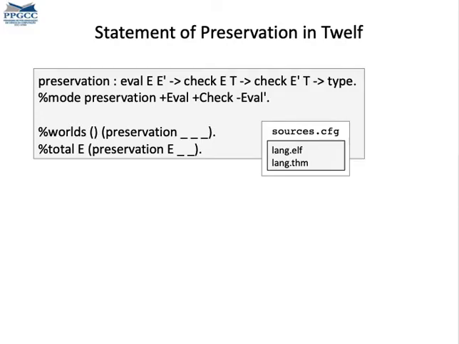Here's a statement of preservation in the Twelf syntax, naturally. We are saying that if an expression e evolves to expression e prime right here, and that e has type big T, then e prime will have type big T as well.